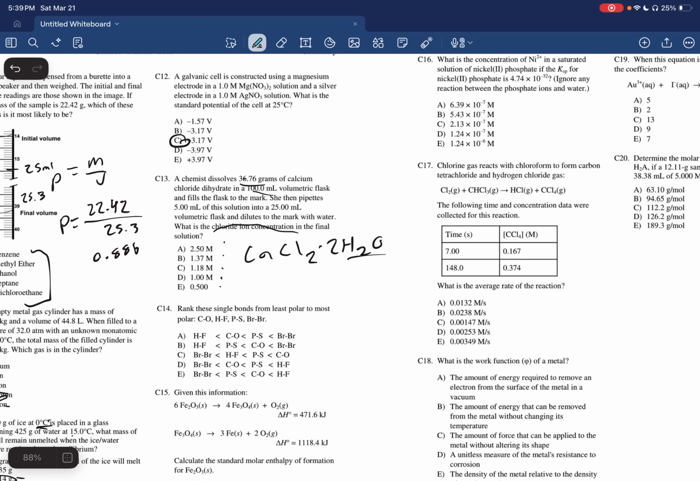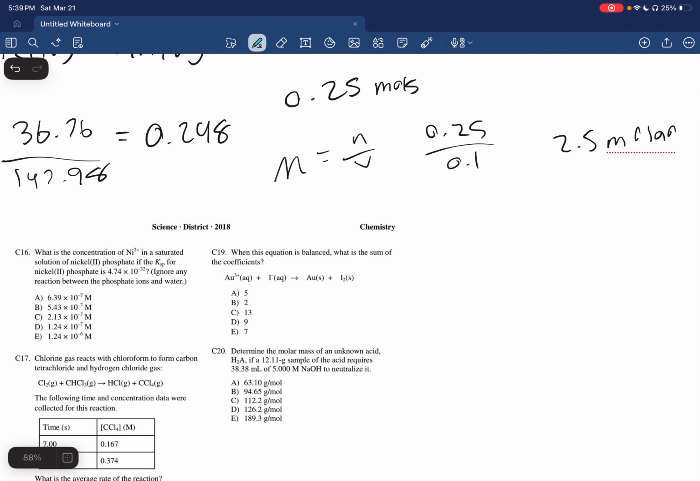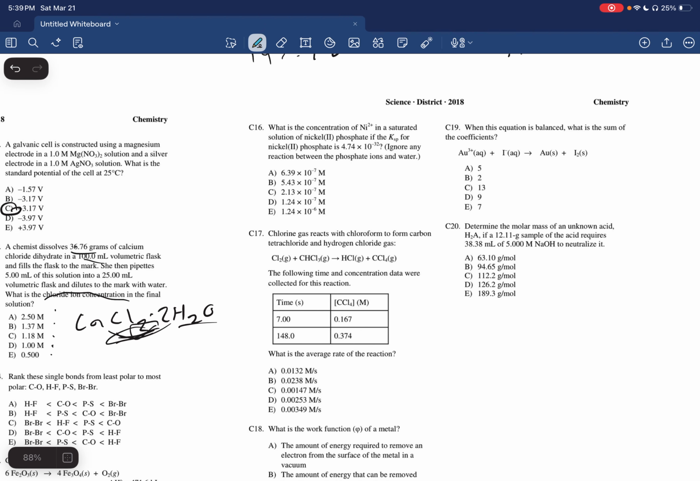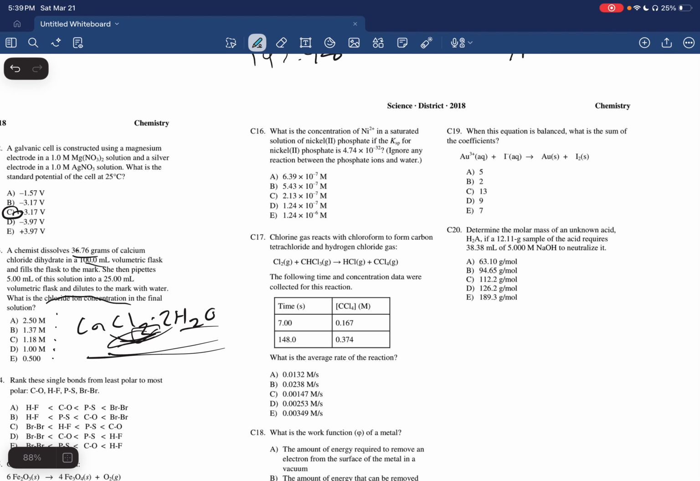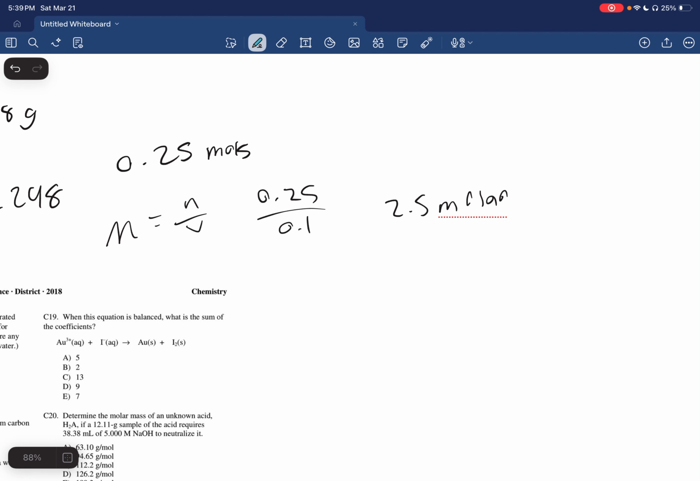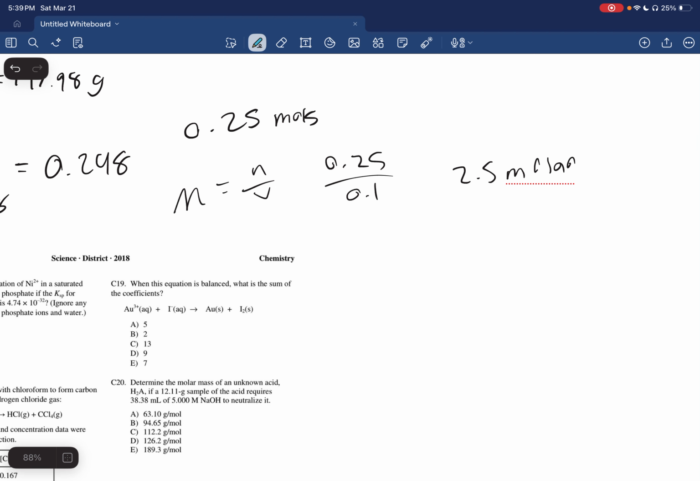And you see here that we actually have 2 chlorine in our equation. So we need to multiply this by 2 because when this dissociates in water, each unit of that is going to form 2 chloride ions. So this is our molar of our calcium chloride dihydrate, but again, when it dissociates, we're going to get 2 molar of chloride ions for every 1 molar of this. So we can multiply this by 2, and we actually have 5 molar of chlorine.